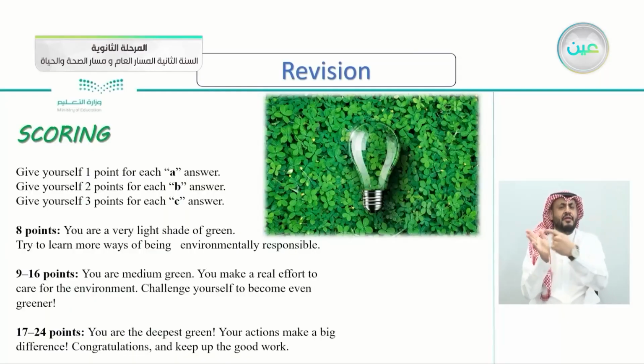If you have 8 points in total, you are a very light shade of green. You are not green enough. So try to learn more ways of being green. If you have 9 to 16 points, you are medium green. You make a real effort, but you need to make more. If you are 17 or higher, you are in the deepest green possible, and your actions make a big difference.